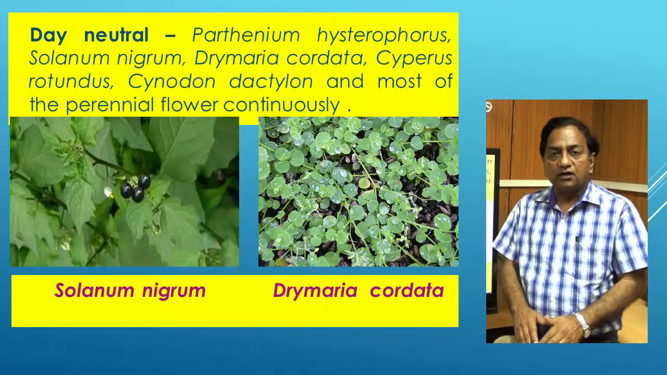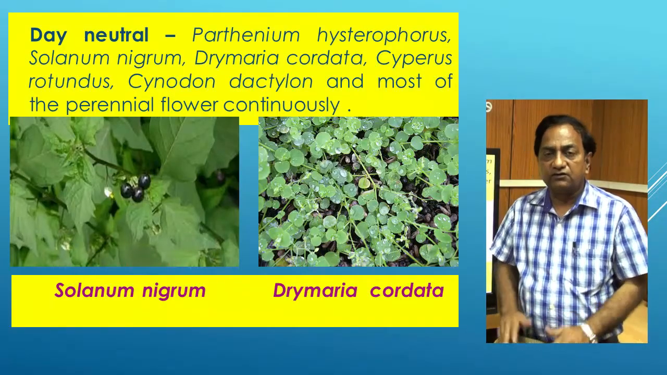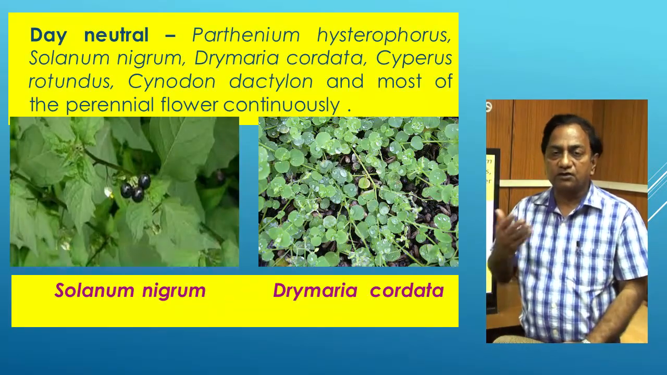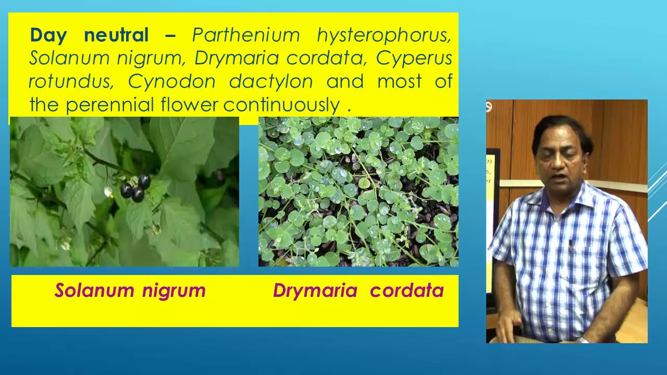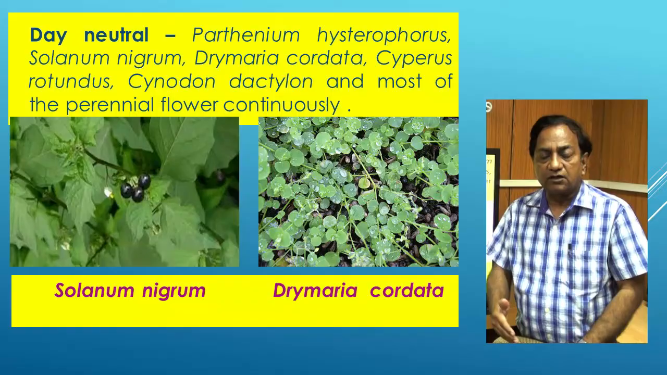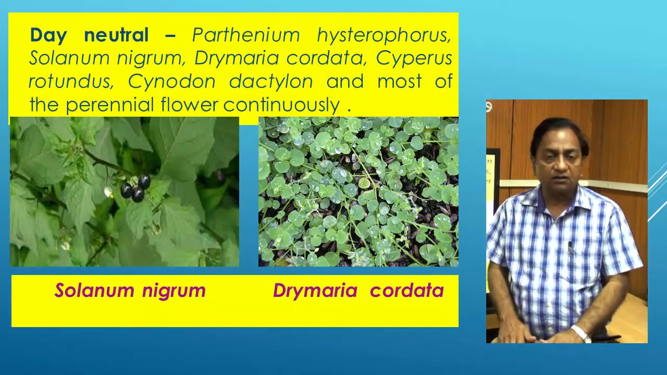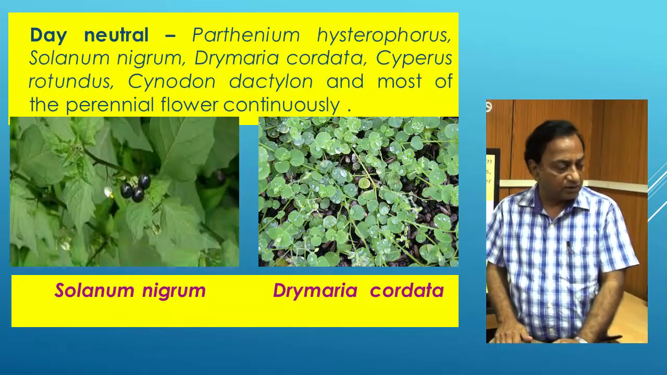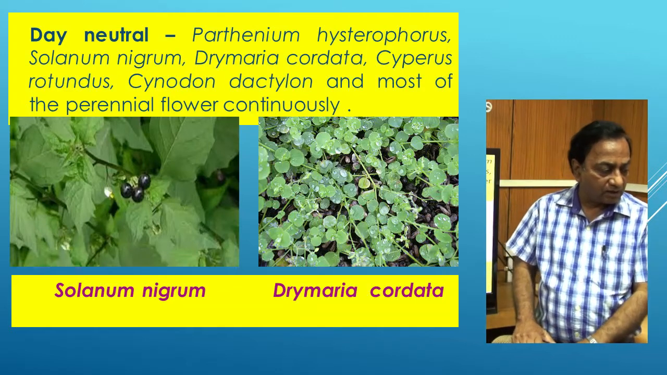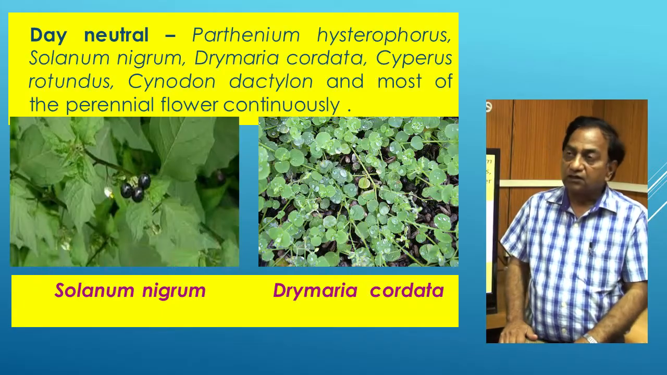Then day neutral. It is not necessary for all weeds to appear in different seasons. For example, Parthenium hysterophorus starts emerging right from the month of February and continues to appear through the summer season, even up to the winter season. So it has wider adaptability and is rarely affected by the day period. Examples are Parthenium hysterophorus, Solanum nigrum, Dimeria cordata, Cyperus rotundus, Cynodon dactylon, and most of the perennials flower continuously.